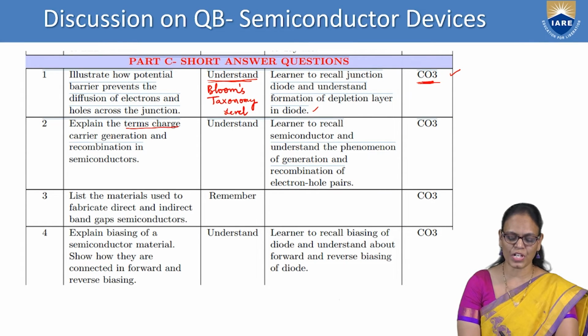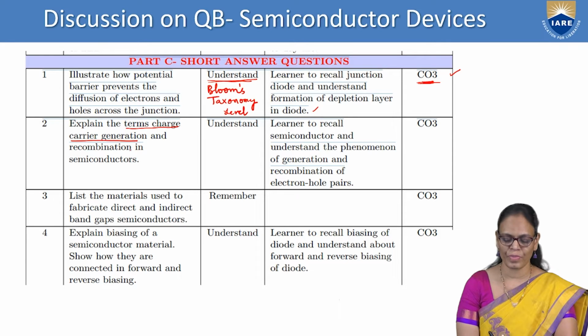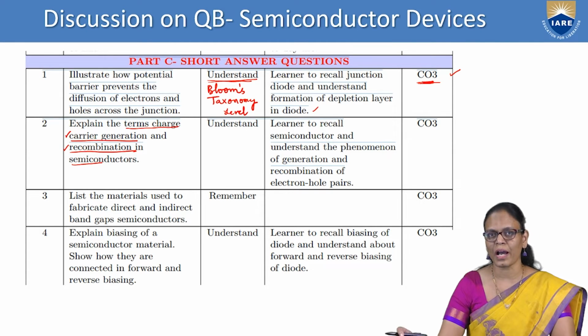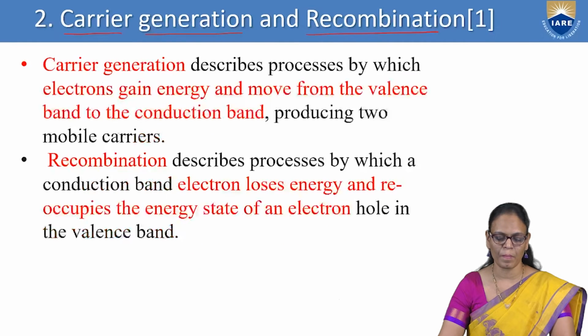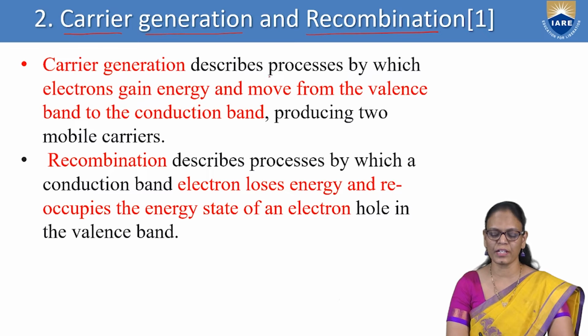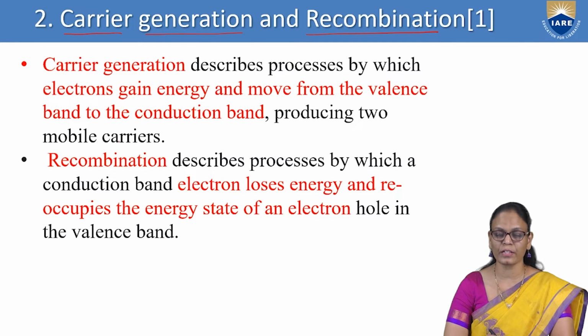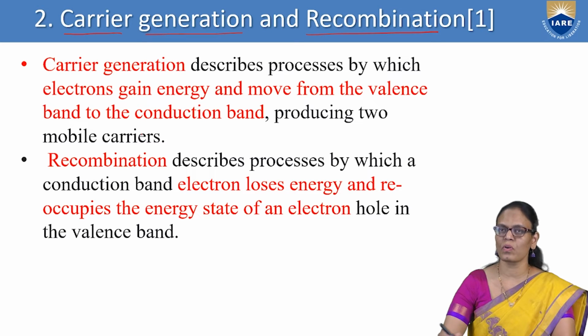Explain the terms carrier generation and recombination of charges. So we have to explain these two terms. Carrier generation here describes the process by which electrons gain energy and move from the valence band to the conduction band, producing two mobile carriers. So, let me draw the energy band diagram, a simple diagram.